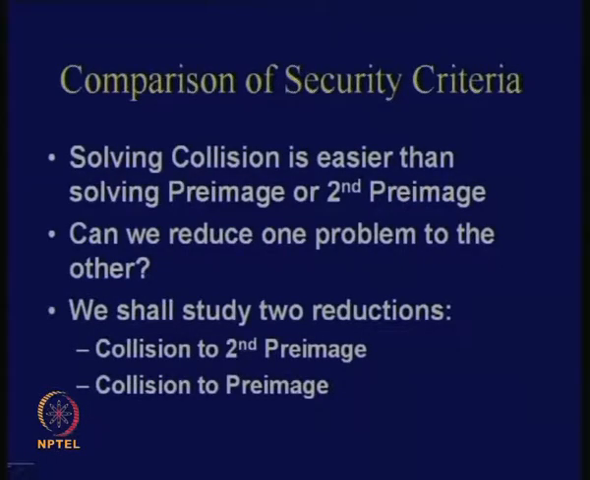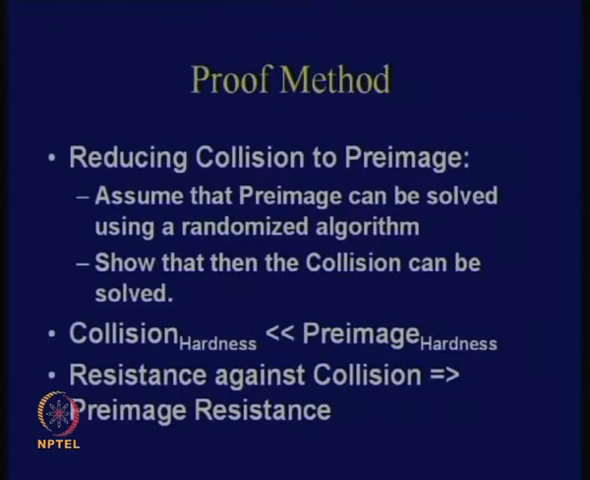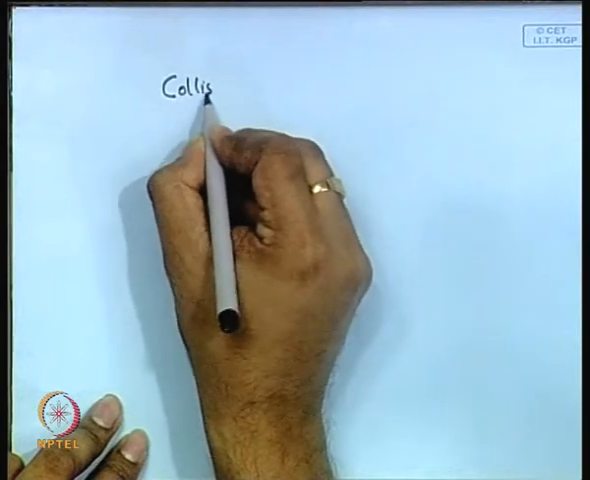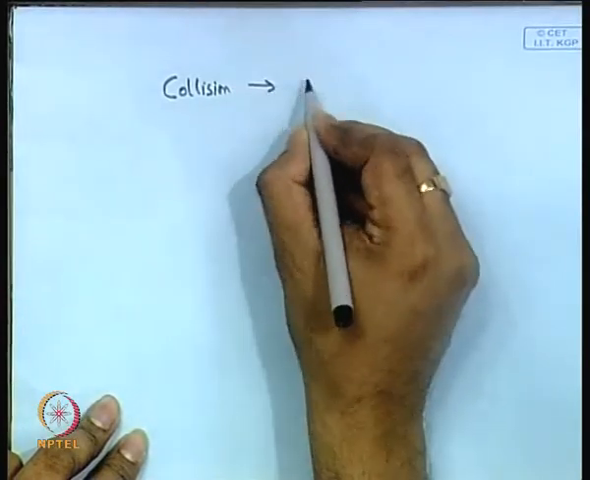We will study two important reductions. One is the collision to the second pre-image problem, and the other one is collision to the pre-image problem. So what is this proof method? Suppose we are considering this case of reducing collision to pre-image. Again we will fall back to our algorithm class, and what we will do is like this. Suppose I want to reduce my collision to a pre-image problem.